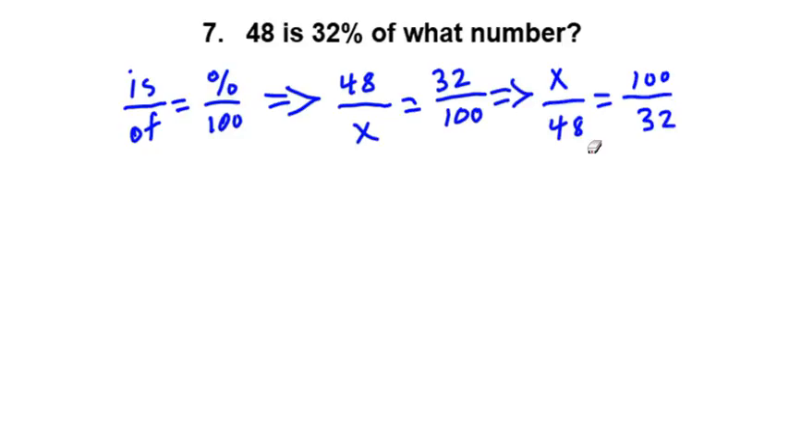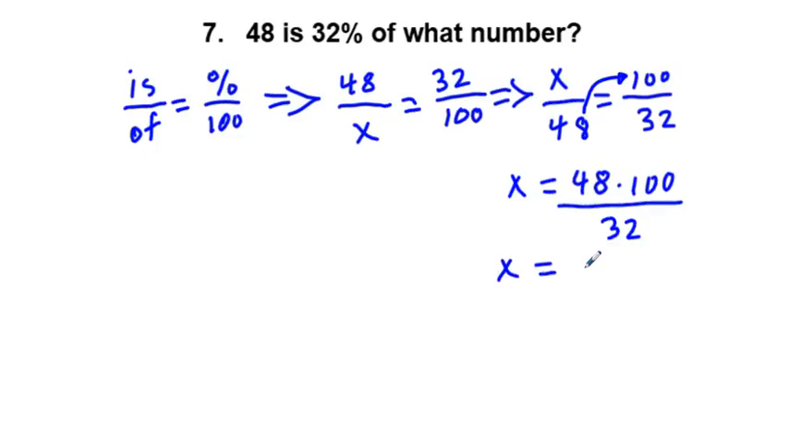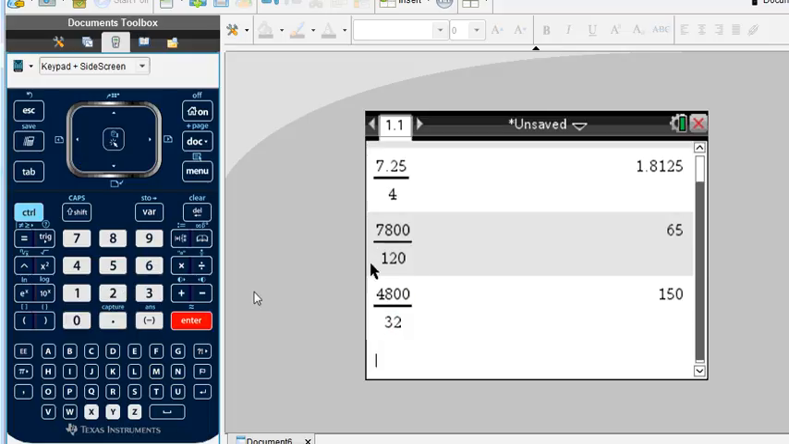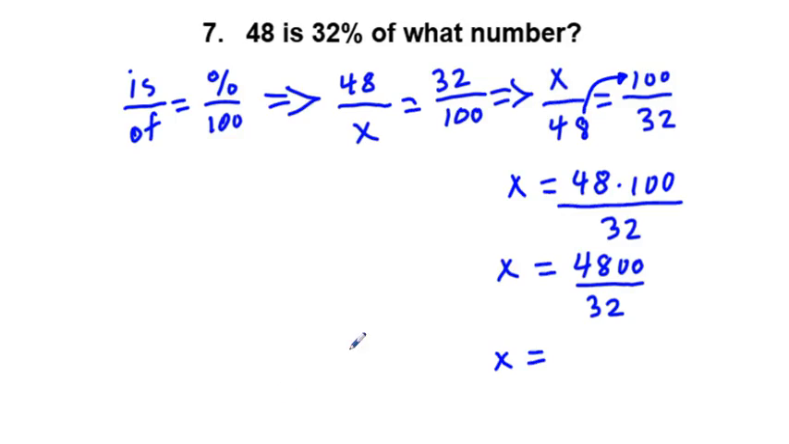If we cross multiply this 48, we get x equals 48 times 100 over 32, and 48 times 100 is just 4,800. And in our calculator, we're going to take 4,800 and divide by 32, for which we get an answer of 150. So that's going to be our answer to this one, 150.